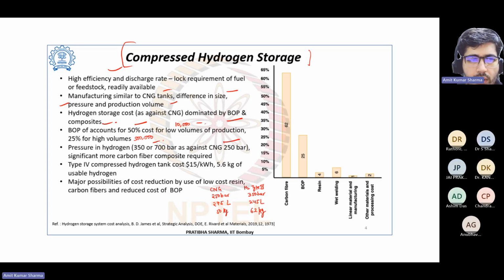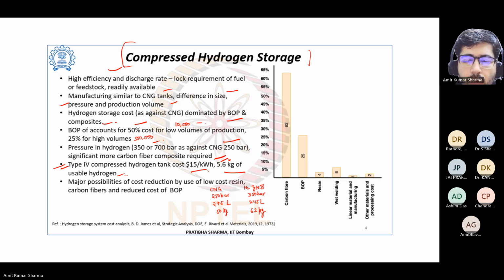Due to this, more carbon fiber composite is required for hydrogen storage. If we compare type 4, we have covered in our previous classes type 1, 2, 3, and 4 kinds of storage tanks for hydrogen. If we take a type 4 compressed hydrogen tank, the cost will be $15 per kilowatt hour, and we can have 5.6 kg of usable hydrogen.